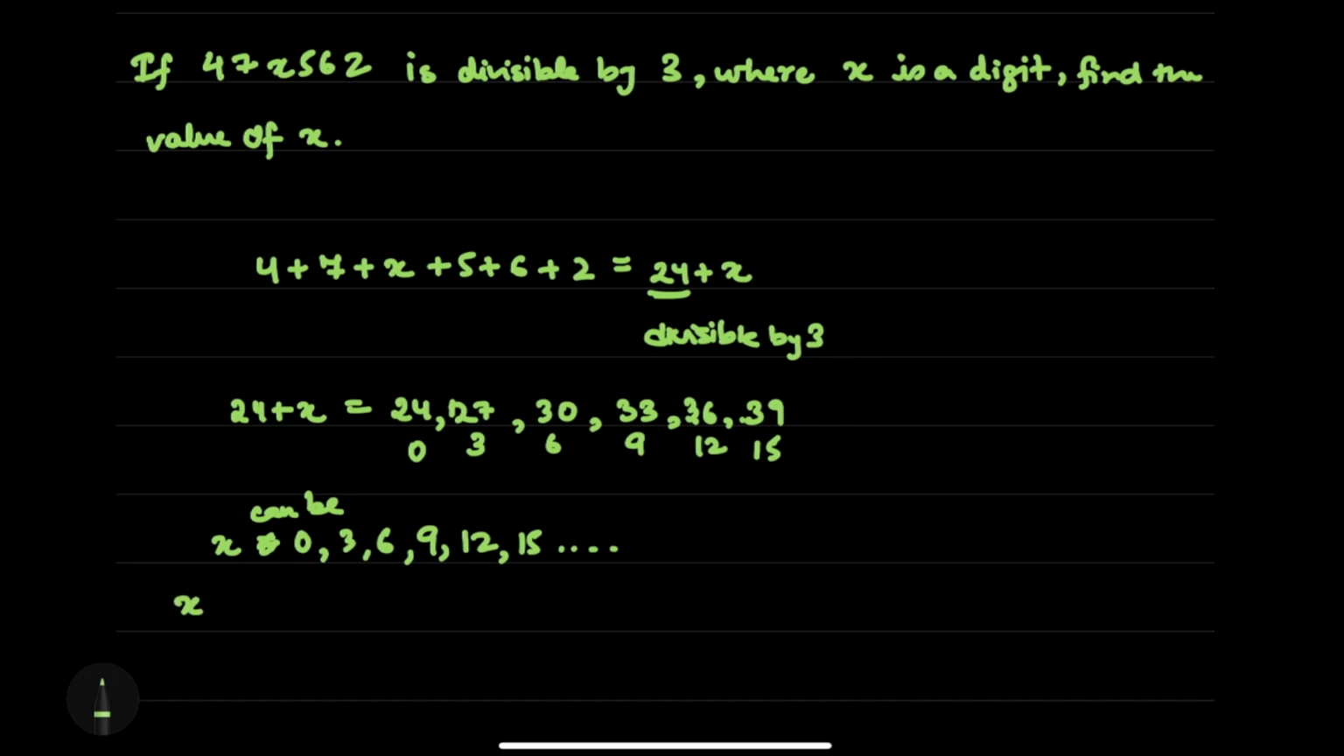But as x is a single digit, we can only take from the single digit values. Therefore, x is equal to either 0, 3, 6, or 9. Let's take a look at another example.